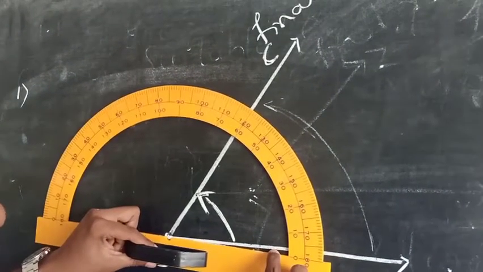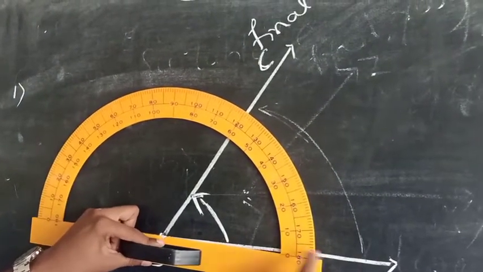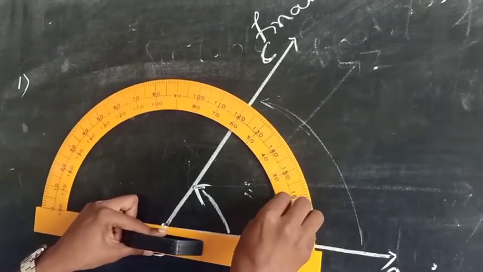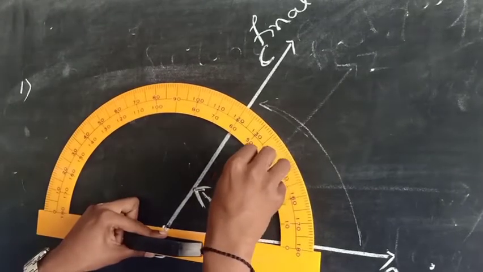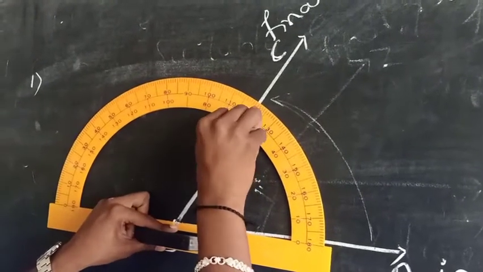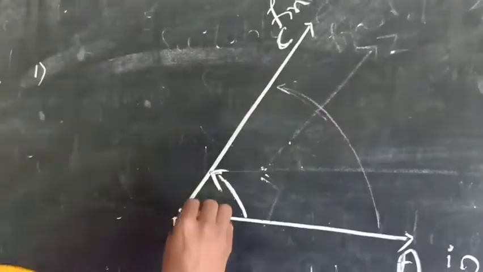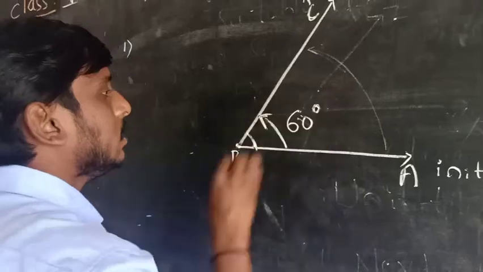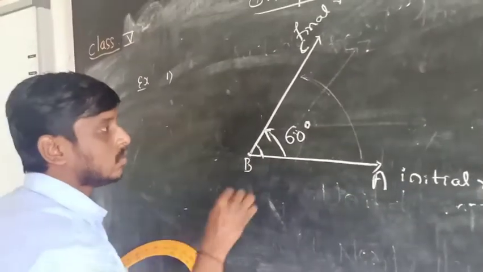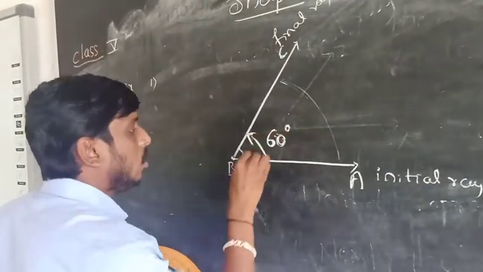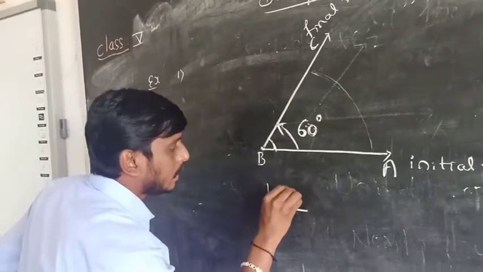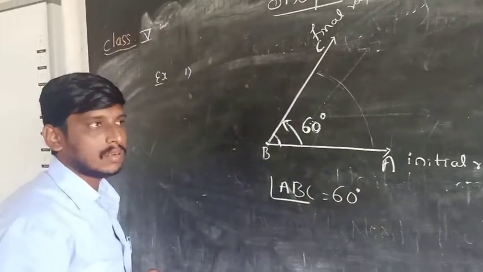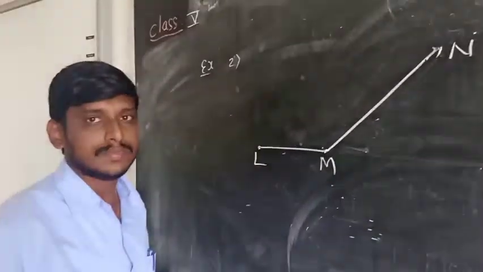Check the baseline properly, and count here. This is 0 degree, 10 degree, 20, 30, 40, 50, 60 degree. So what is the measure of this angle? The measure of this angle is 60 degree. See how to represent degree. Okay. So here the angle ABC equals 60 degree. Got it? So let us take one more example.